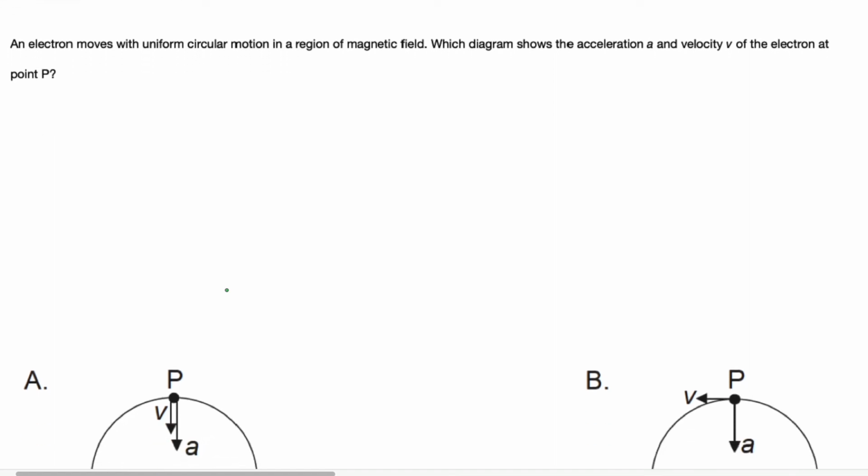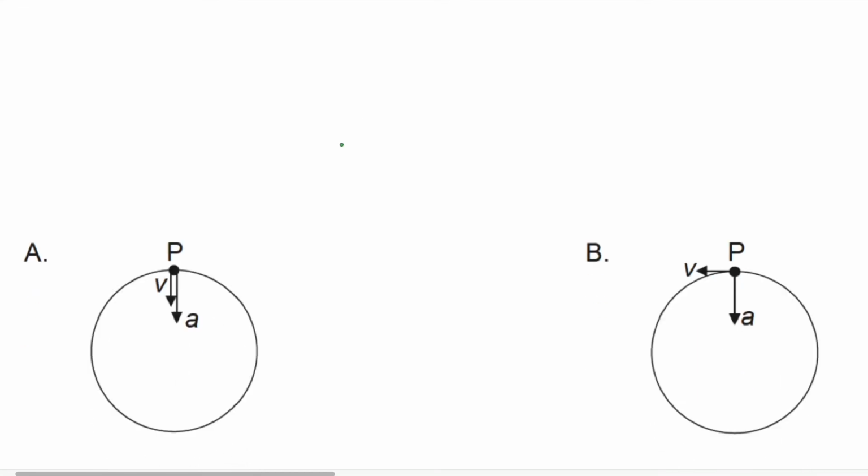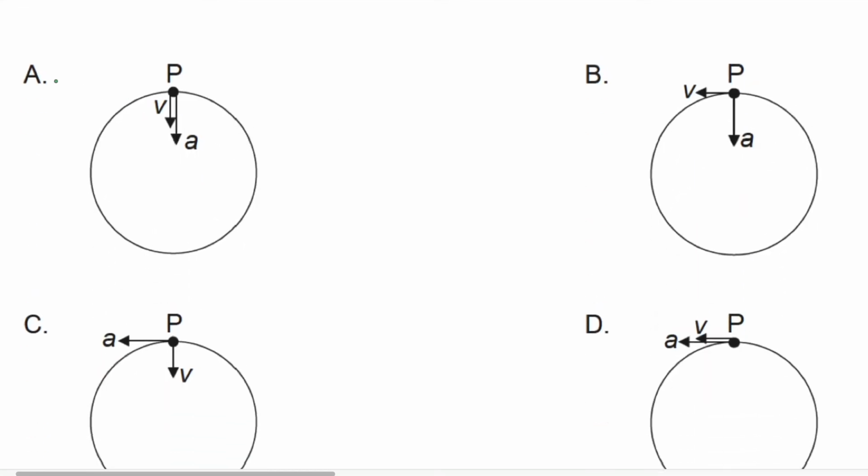An electron moves with uniform circular motion in a region of magnetic field. Which diagram best shows the acceleration A and velocity V of the electron at a given point P? A is definitely wrong because your velocity is always tangent to your centripetal acceleration. This is wrong because your acceleration always points to the center. This is also wrong. B is correct because your acceleration always points to the center of the circle, and your velocity is always tangent to your radius, or you can say it is always tangent to your centripetal acceleration.